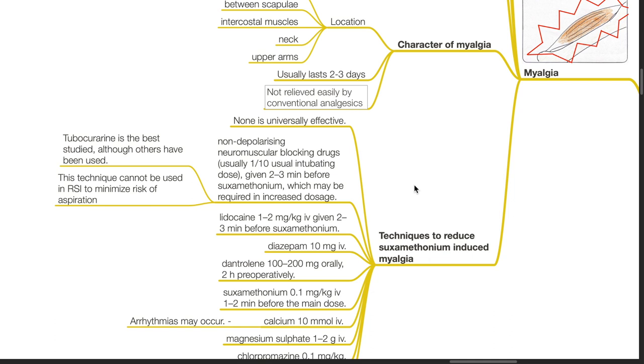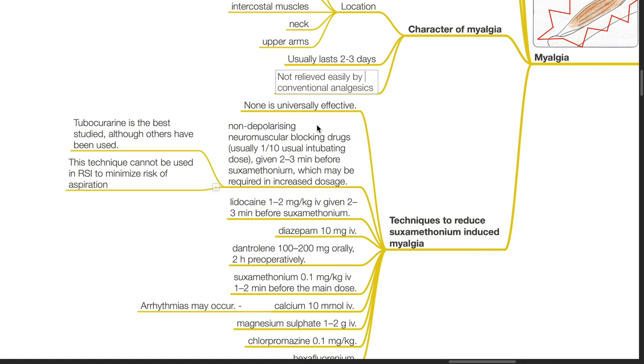Techniques to reduce succinylcholine-induced myalgia. None is universally effective. However, the following can be tried. Non-depolarizing neuromuscular blocking drugs at 1/10 of the usual intubating dose, given 2 to 3 minutes before succinylcholine. Tubocurarine is the best studied, although others have been used. This technique cannot be used in rapid sequence induction, to minimize the risk of aspiration.